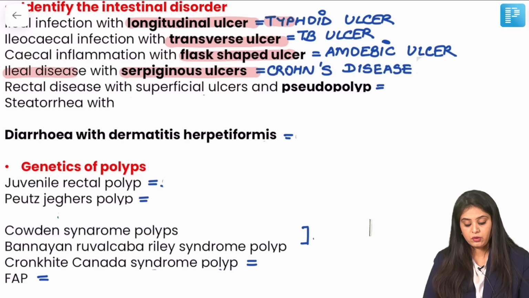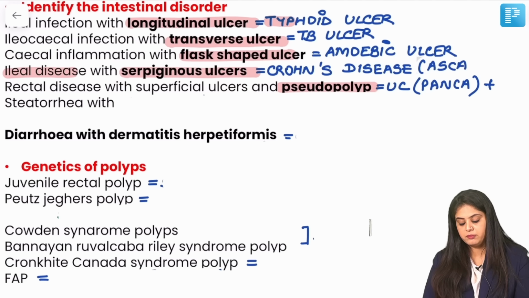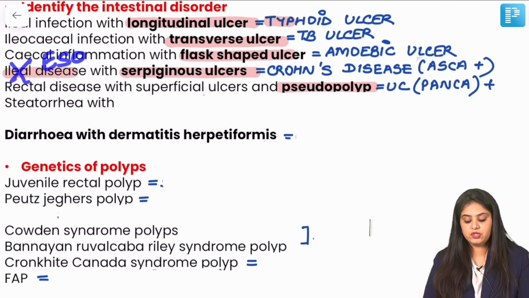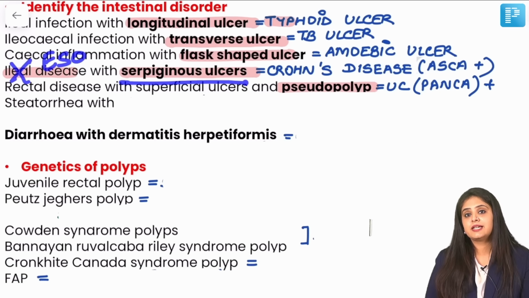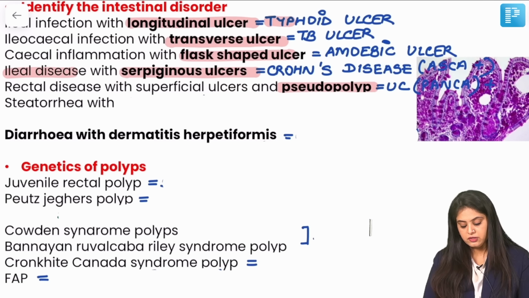That is seen in Crohn's disease, versus if there are ulcers with pseudopolyps, that is seen in ulcerative colitis. And by now you've already realized and revised with me that ulcerative colitis is P-ANCA positive, whereas Crohn's disease is ASCA antibody positive. Another thing which I want to ask you guys: instead of ileal disease, if I say there is an esophageal condition and the same serpiginous ulcers, which infection could result in it? That is cytomegalovirus, the owl-eye appearance one.